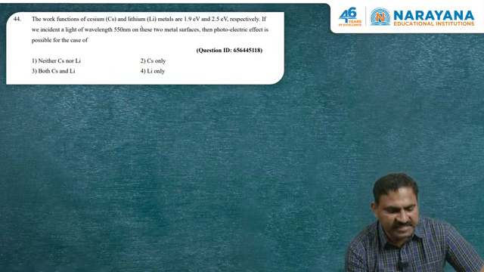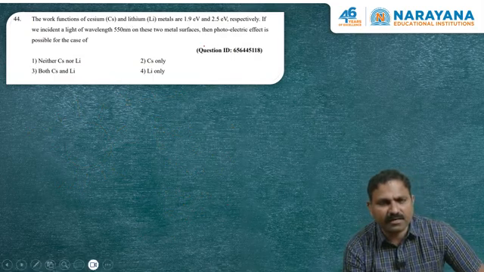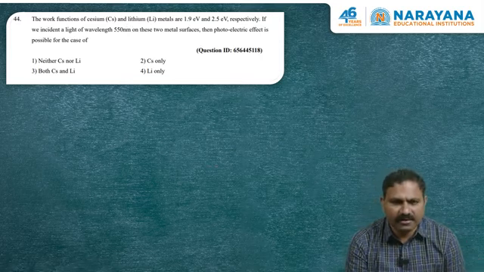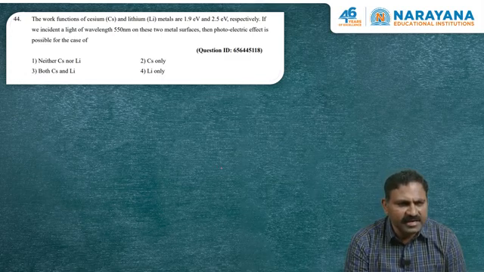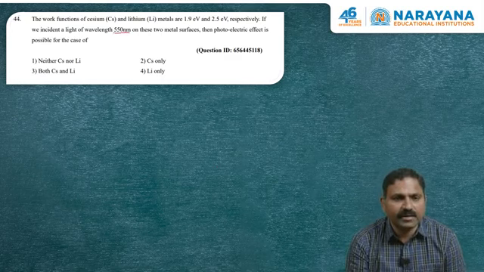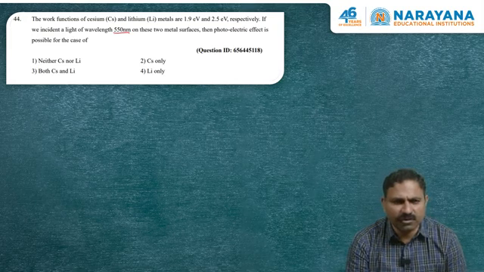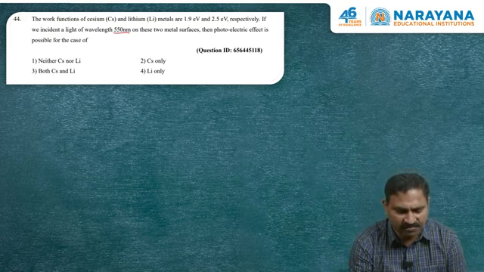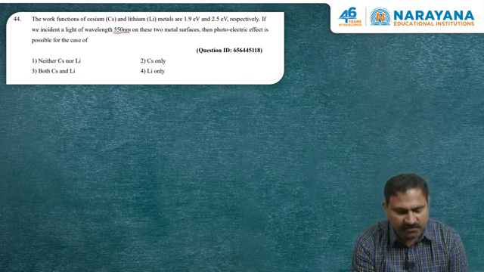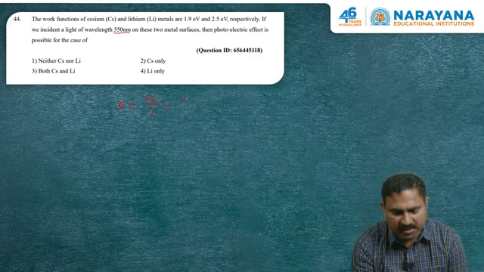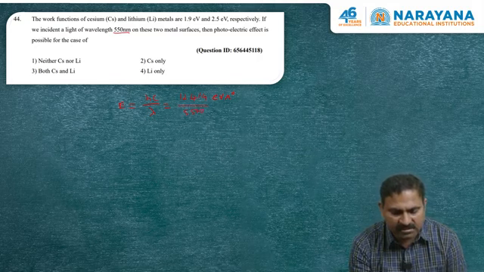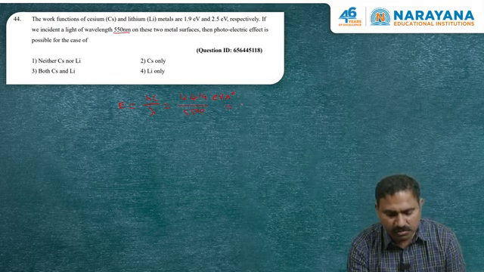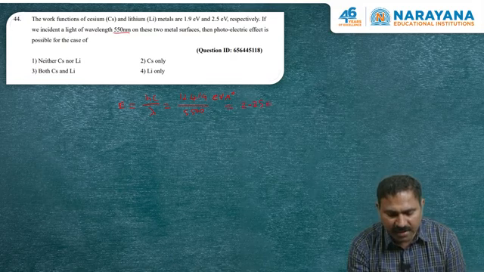The work functions of cesium and lithium metals are 1.9 electron volt and 2.5 electron volt respectively. If we incident a light of wavelength 550 nanometer on these two metal surfaces, then photoelectric effect is possible for the case of, let us find the energy of incident photon. Energy of incident photon is hc by lambda. This can be written as 12414 electron volt angstrom by 550. It is given in nanometers, in angstroms it is 5500. It comes out to be around 2.25 electron volt.